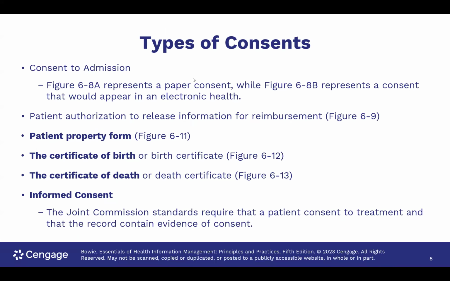One of the other things we see a lot in health records is consents, and these are several different types. One, we have a consent to admission. So it's basically consenting to treatment. We also have authorizations to release information so the hospital can get paid. You can see that in figure 6.9. If any personal property is collected and stored, there's a consent for that. Birth certificates, death certificates. So all these things kind of fall under that kind of global umbrella.